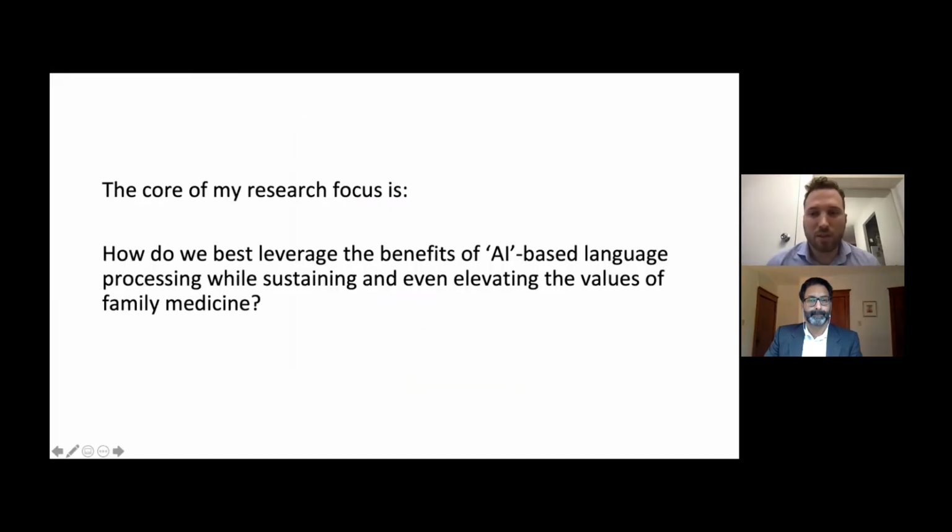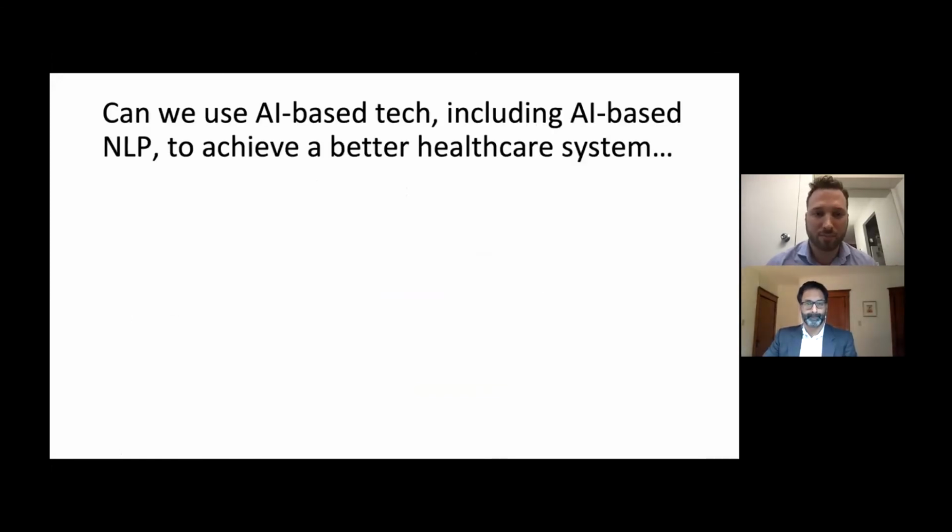So the core of my research is how to best leverage the benefits of AI-based language processing while sustaining and even elevating the values of family medicine. So can we use AI-based tech, including AI-based NLP, to achieve a better healthcare system?